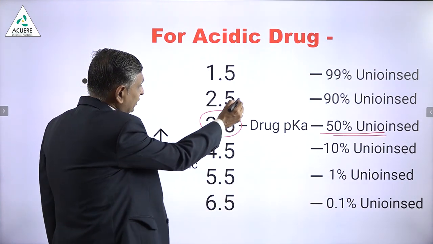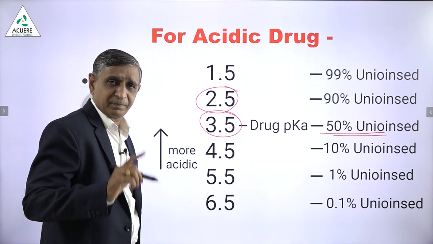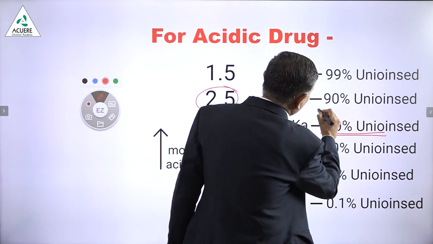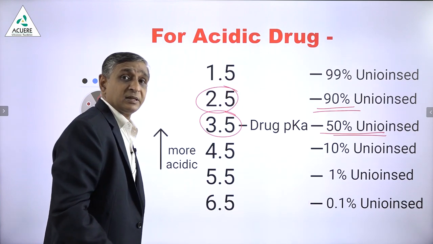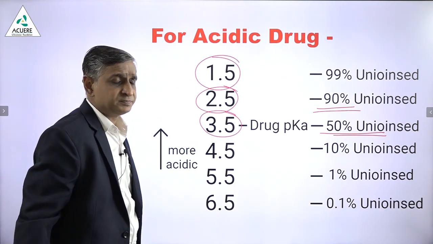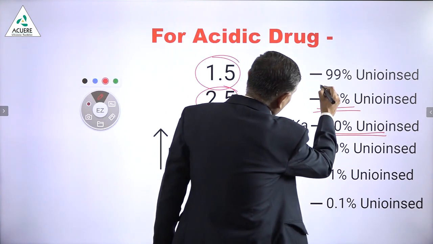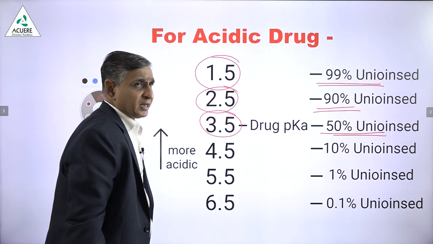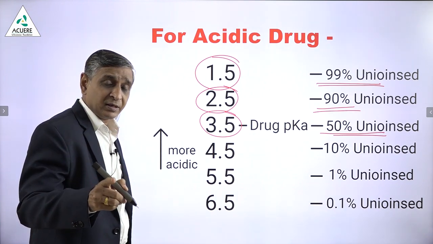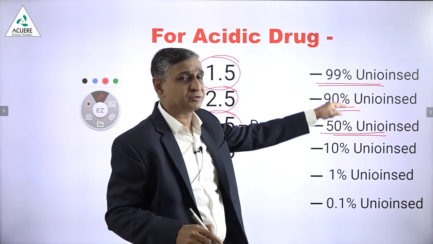If you reduce the pH of the medium to 2.5, then the unionized component will be 90%. And if you further reduce it to 1.5, the unionized component of aspirin will be 99%. All of you know unionized means lipid soluble. It has very high absorption.